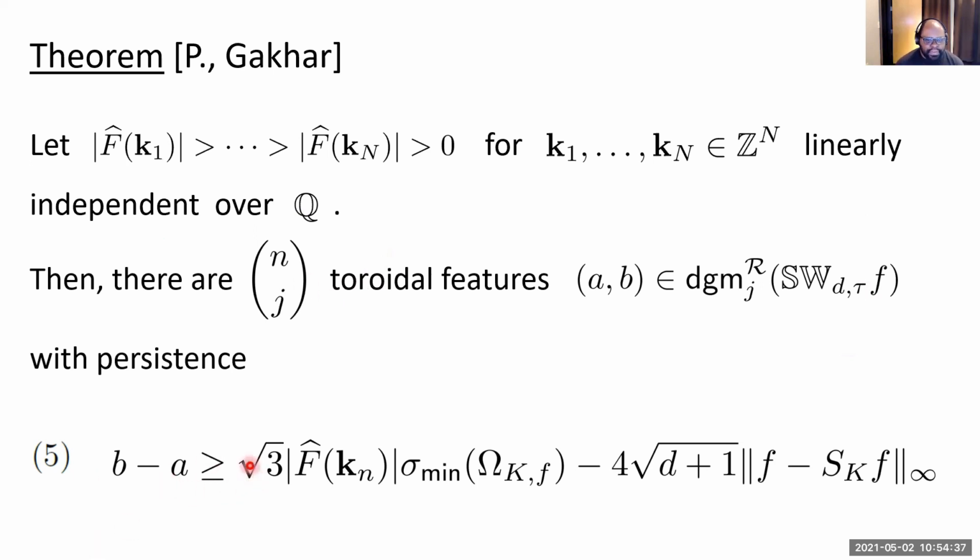The persistence is going to be controlled by the Fourier coefficients of the original function. It's going to be controlled by the smallest singular value of the van der Monde matrix I showed you before. And it's going to be controlled by how well the trigonometric series approximates your function, and the sliding window dimension as well.